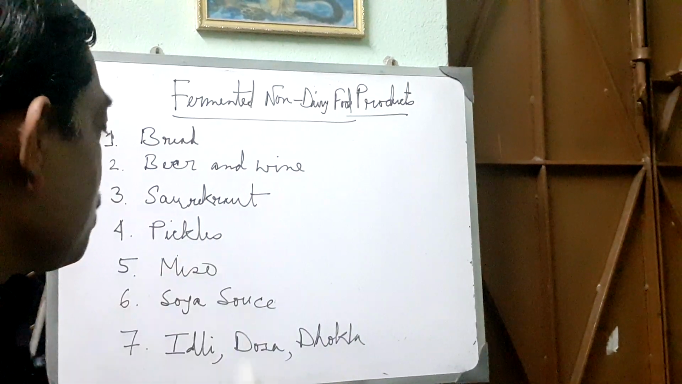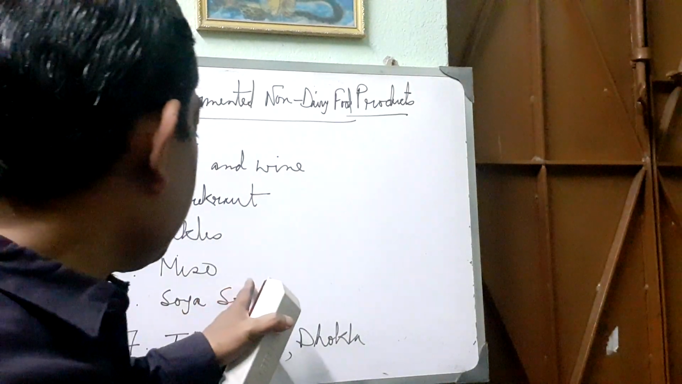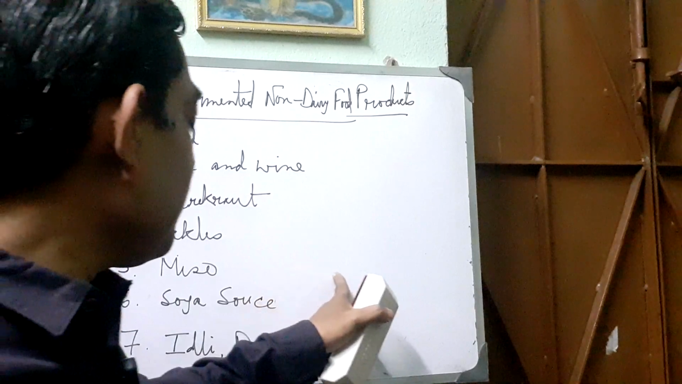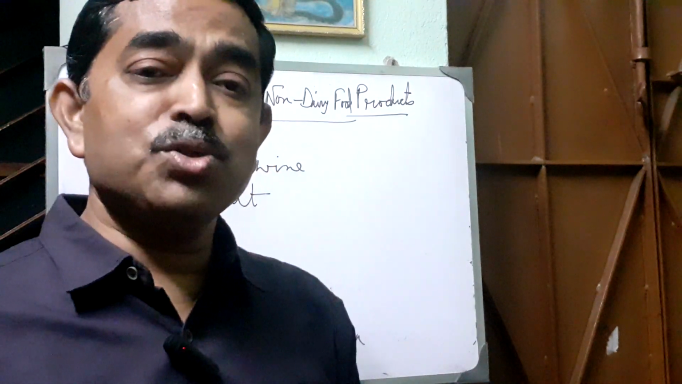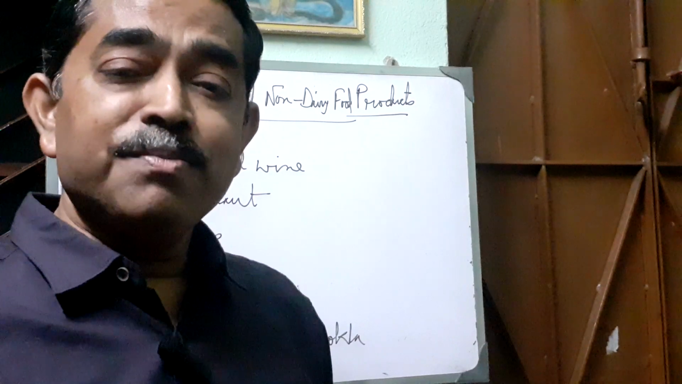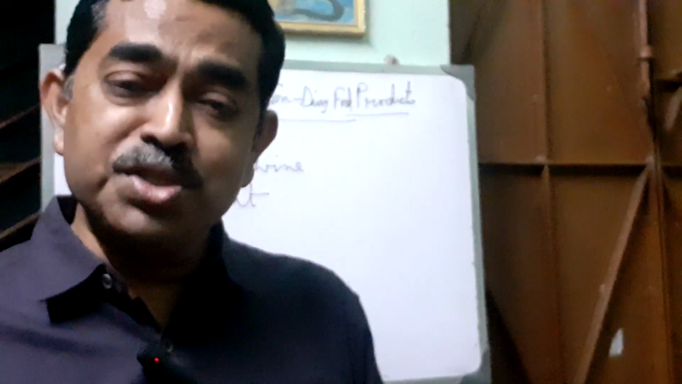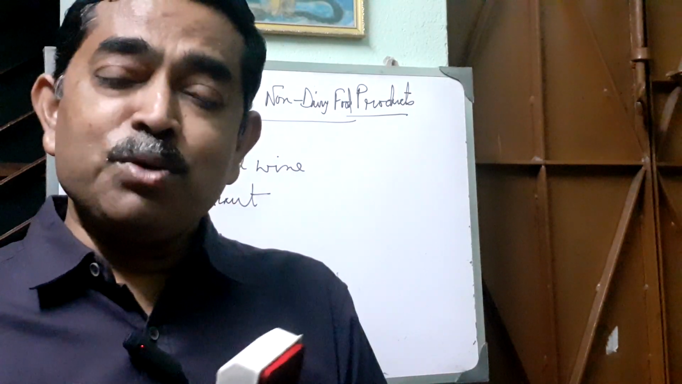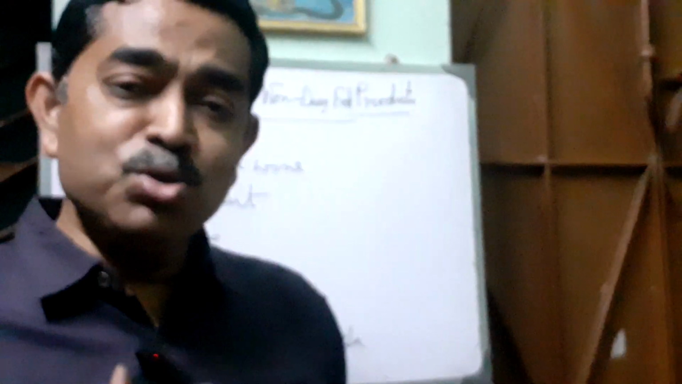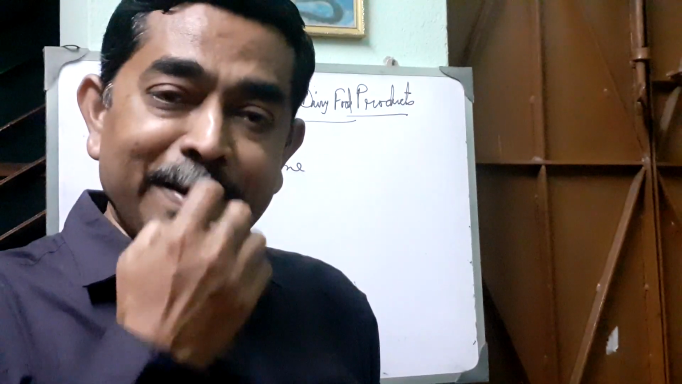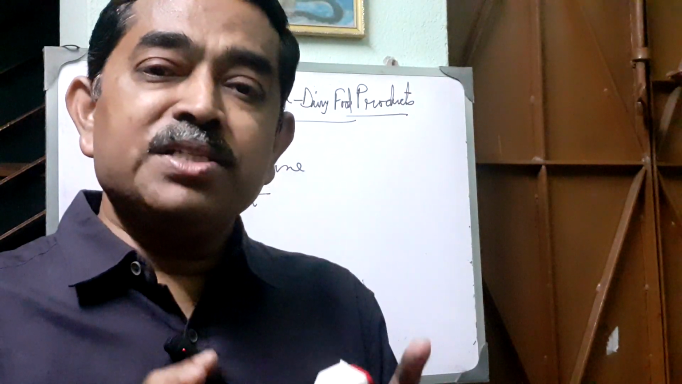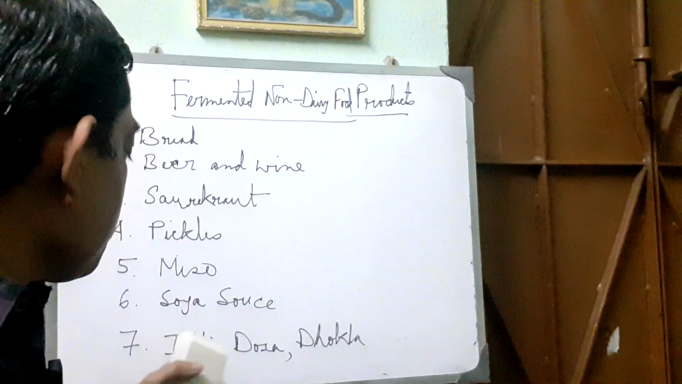And miso is a popular Japanese soybean product. Here also the Aspergillus oryzae, a mold, and Zygosaccharomyces rouxii, the yeast, and the Lactobacillus delbrueckii bacteria are used for the production of miso. Soya sauce also uses Aspergillus oryzae, Zygosaccharomyces rouxii and Lactobacillus delbrueckii for its production.